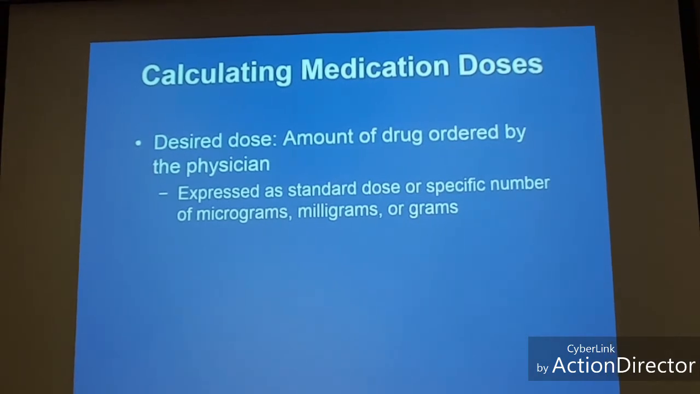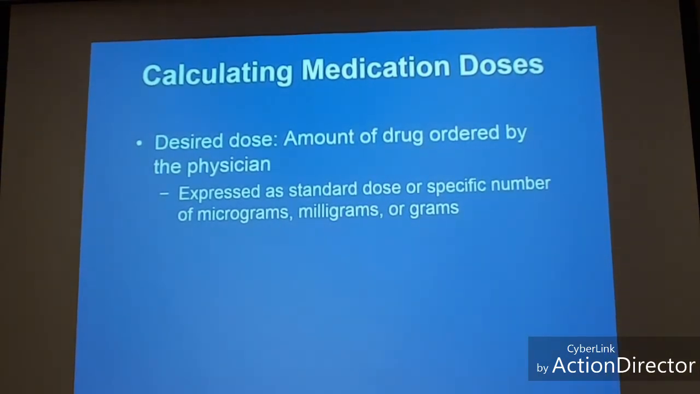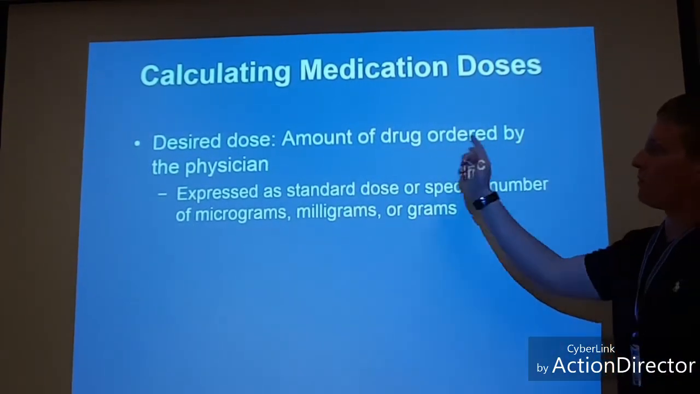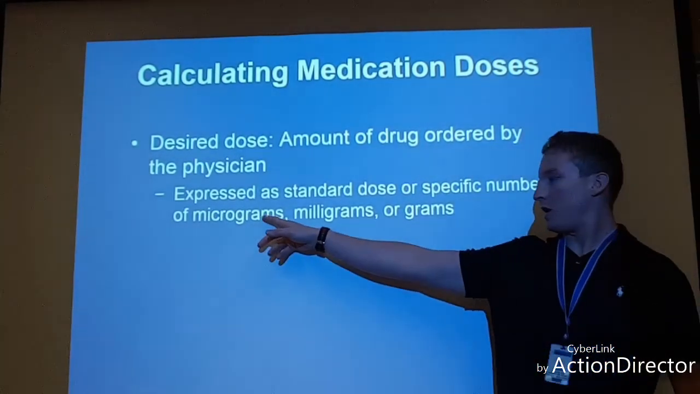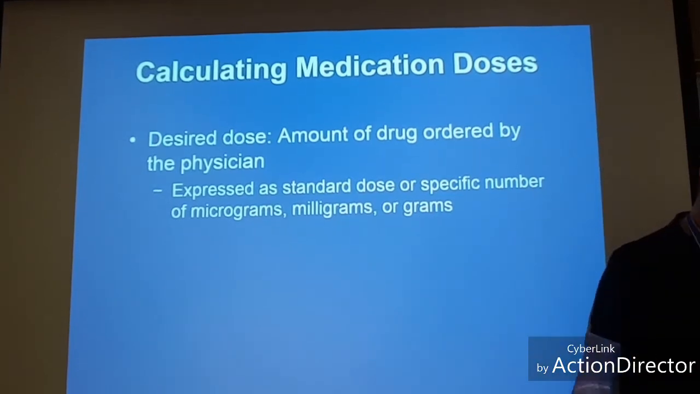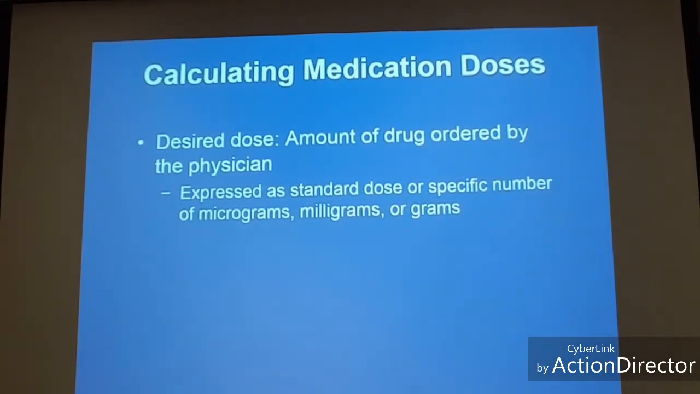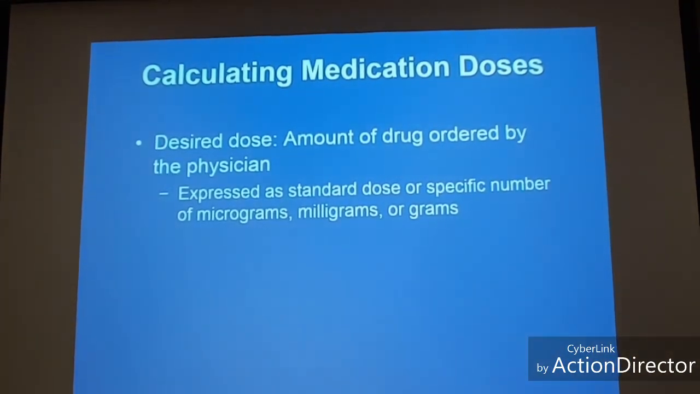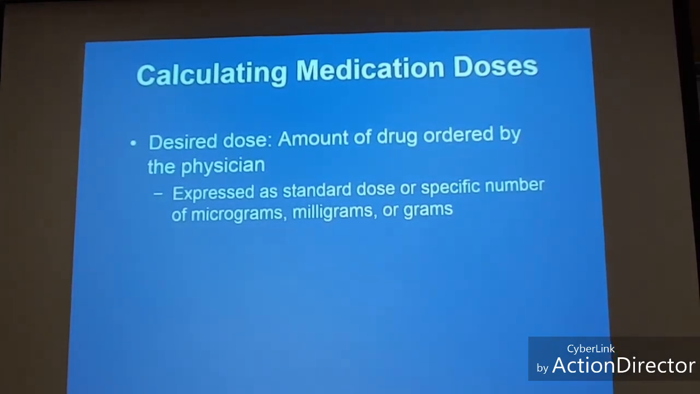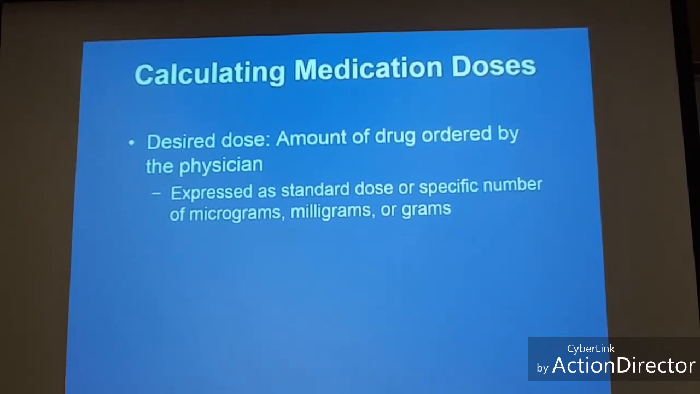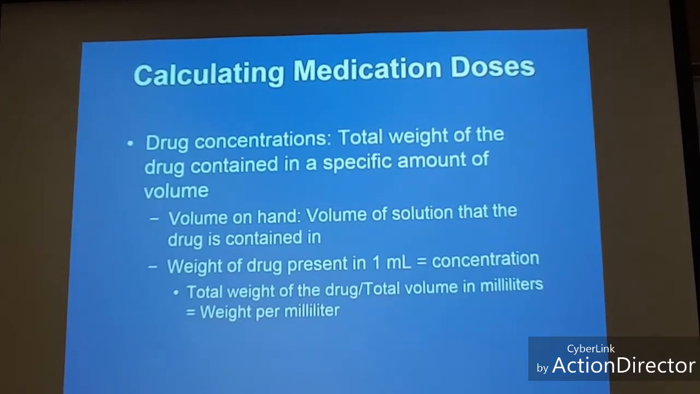Alright. So we're given a drug order. The amount of drug ordered by your physician is going to be expressed in specific units: micrograms, milligrams, or grams. That's what all of our drugs are based in. He's going to give you the order and you're going to repeat it back to them. And then we'll start talking about actual calculations for that.